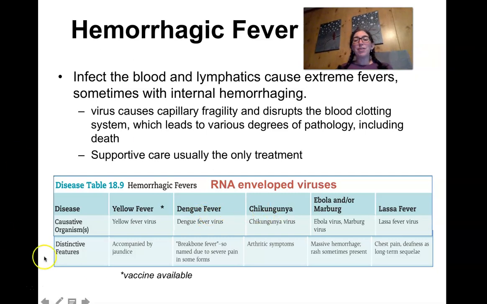Okay, so I'll also say none of these have a treatment, an effective drug or therapy. So treatment is always just supportive care, trying to keep the patient alive until their immune system takes care of the virus. They all are hemorrhagic fevers. They all involve fever, and they all cause capillary fragility, which causes bleeding, internal bleeding, hemorrhaging.